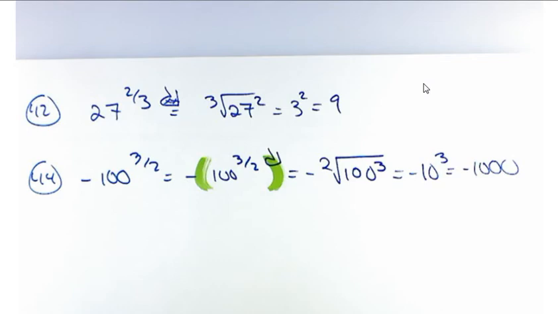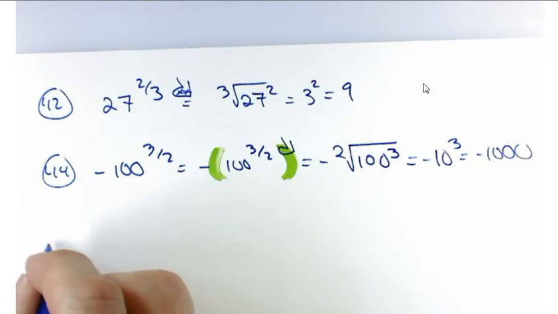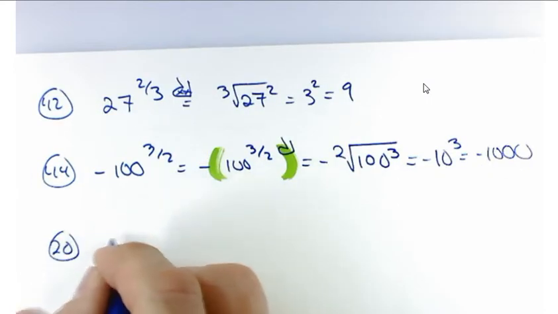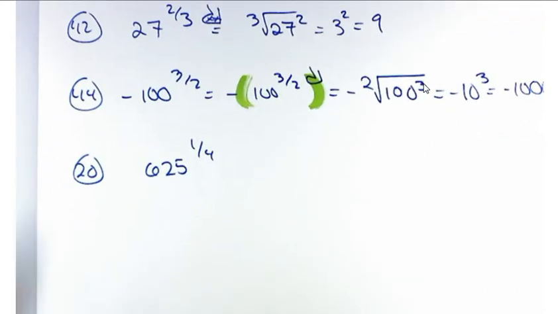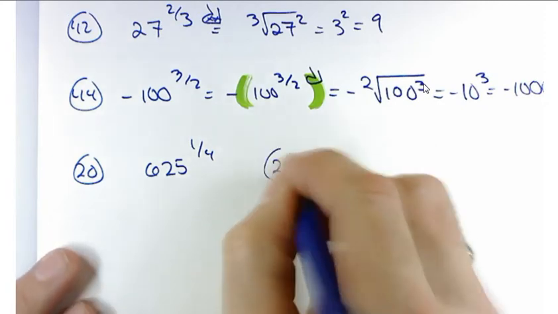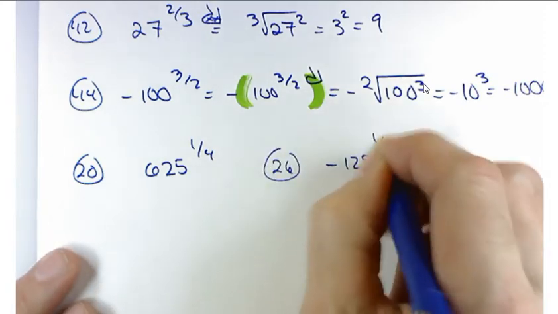Let's try a couple more here. And I want to practice a little bit of this on our calculators, to make sure you can do these on your calculator. So let's try problem number 20: 625 to the 1/4. See if you can't get this one off your calculator. And likewise, try problem number 26, negative 125 to the 1/3 power.